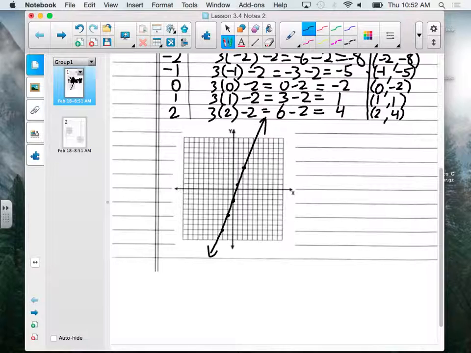If they don't give you a domain, we just assume that your domain is all real numbers. So you just draw the line, and that will account for every real number. So if you were to plug in a number like 1.5 into your function, you could find that, and that would be on your line. That make sense? Okay. Does anyone have questions before I move on?